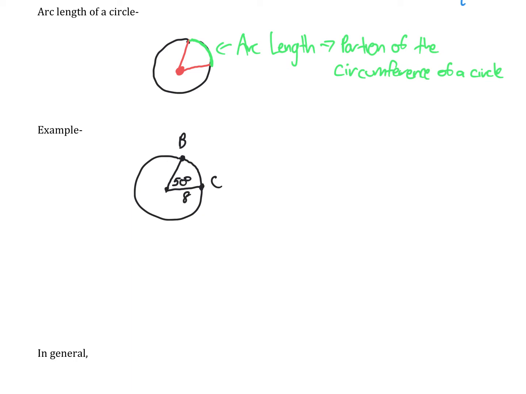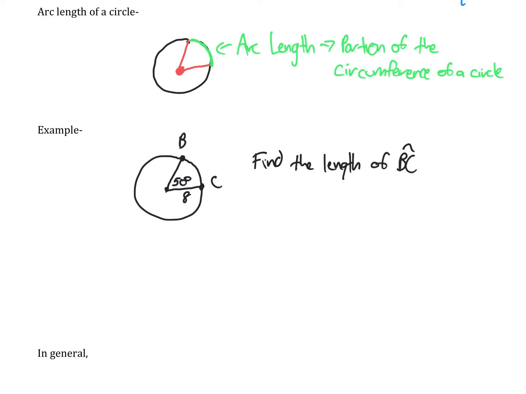What I want you to do is find the length. Now notice I didn't say measure. The measure of arc BC would be 50 degrees, but when I say find the length, I want to find that portion of the circumference. So find the length of arc BC. It can be a little bit confusing.